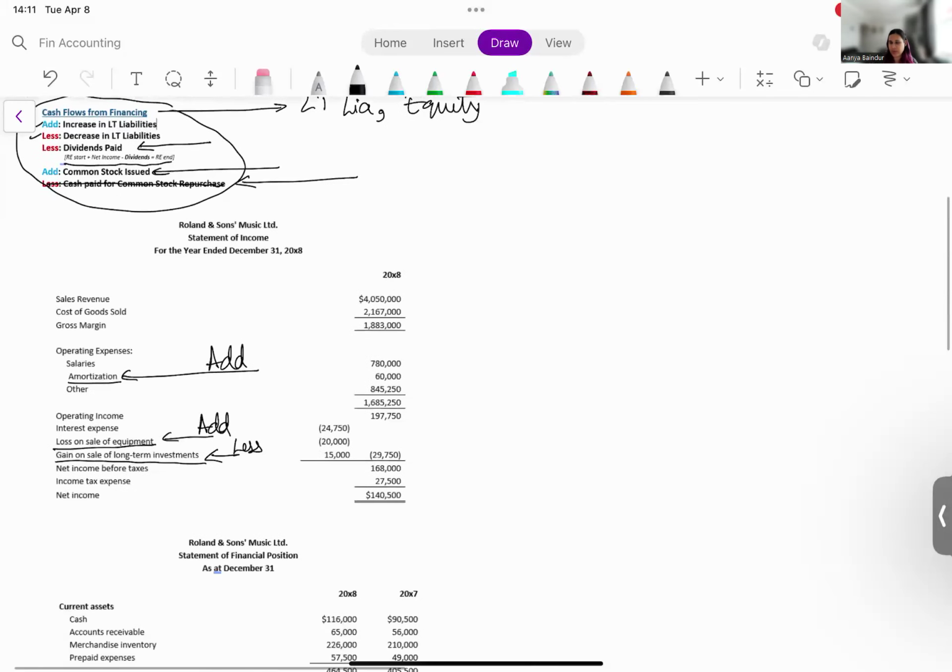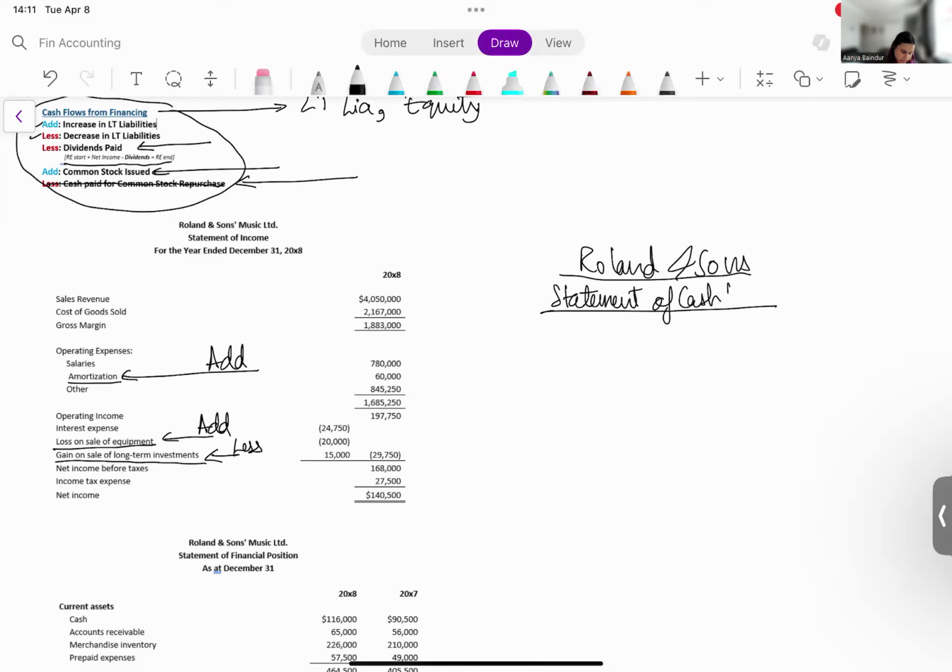So the very first thing you do when you write any statement is you put down the titles at the top. So first is the name of the company, Roland and Sons. Next is the name of the statement, so that's statement of cash flows. Next, you have your date. So this is for the year ending December 31st, 2008. Okay, now let's get started with cash flows from operations.